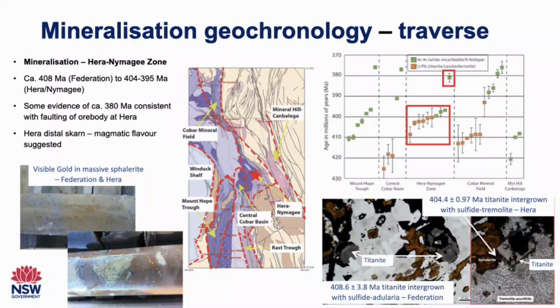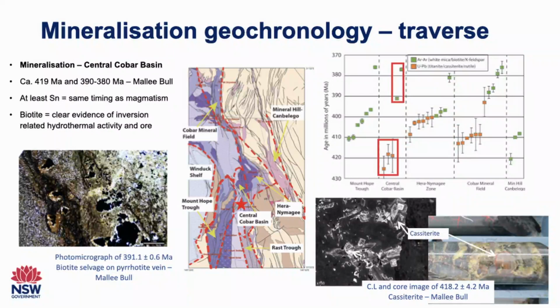So particularly for the Hera zone and the main Cobar field, people have suggested a sort of magmatic flavour, and I think I've given talks before on the skarn-based assemblages that we see through Hera and Nymagee, and I think we're getting some pretty compelling evidence that there probably was some sort of magmatic input to this system at 410 to 405 Ma.